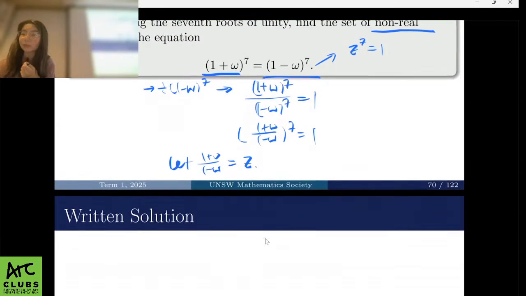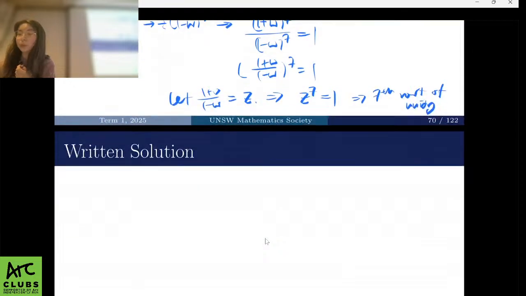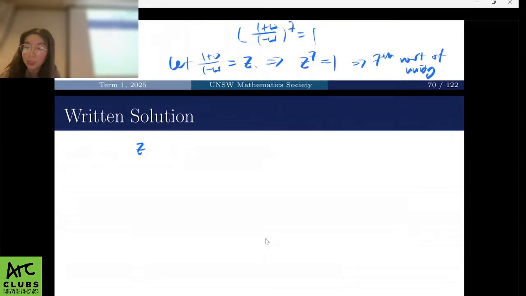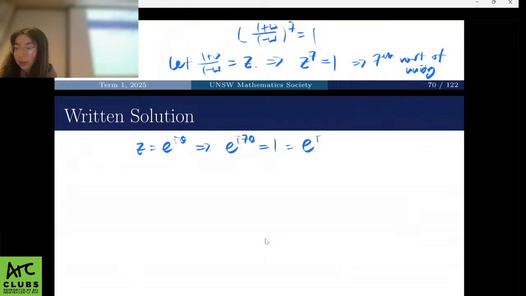And we know that for this complex number z to the power of 7, that's equal to 1, which means z is a seventh root of unity. So how to find the seven roots of unity, like for the 7th power, is essentially we can let z be equal to e to the power of i theta, which means e to the power of i 7 theta is equal to 1, which is also equal to e to the i 2k pi, where k is any integer.